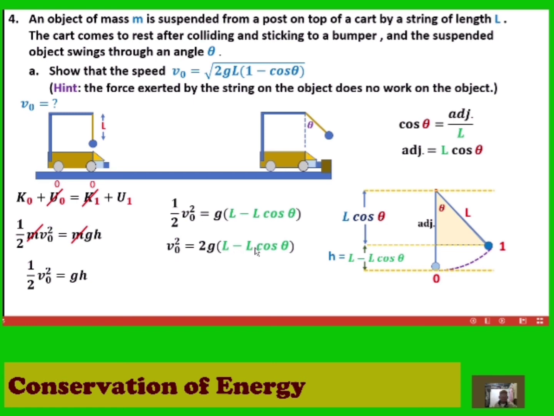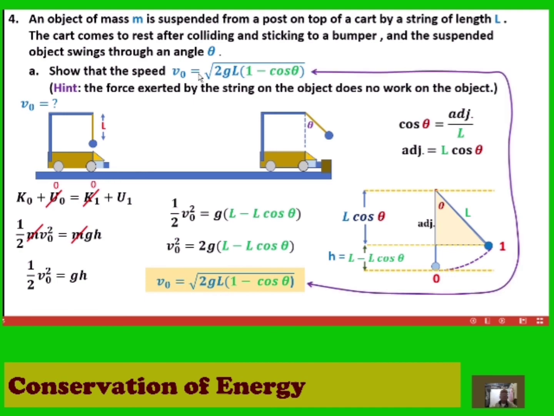L is a common factor in each of the terms inside, so we remove L outside and extract the square root on both sides of the equation. So the initial speed is equal to square root of 2gL times quantity 1 minus cosine theta, which is the same as the given equation.